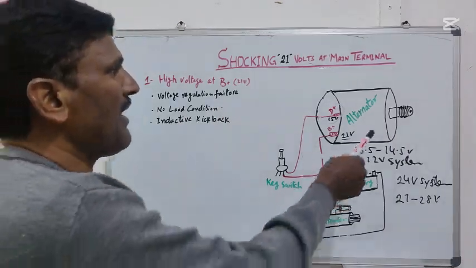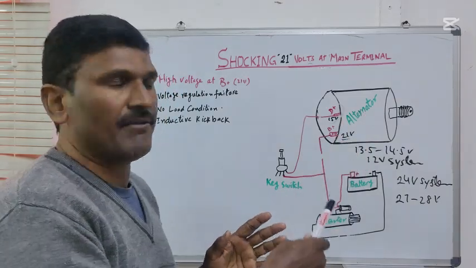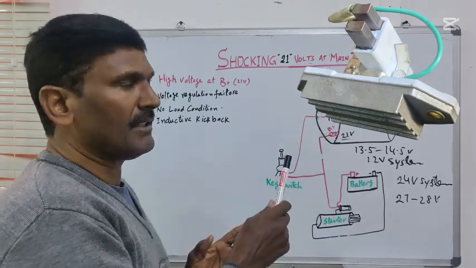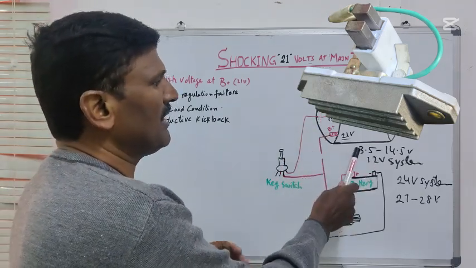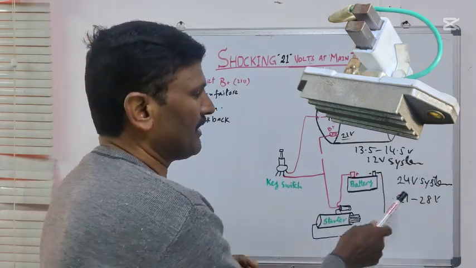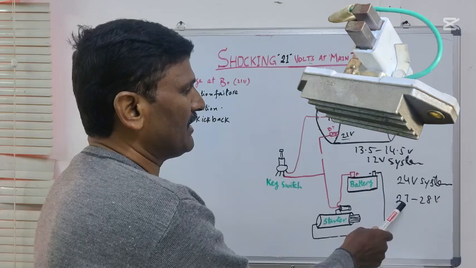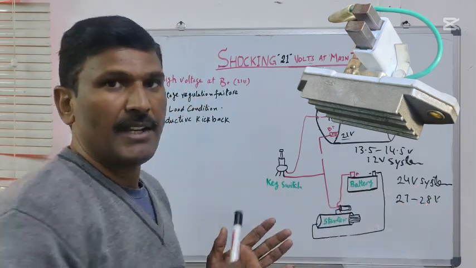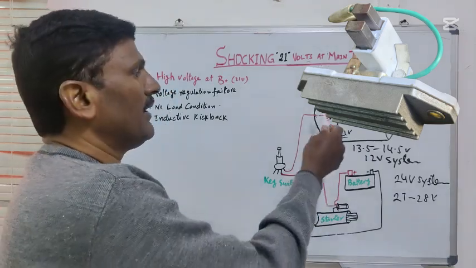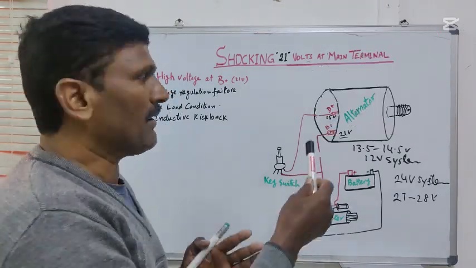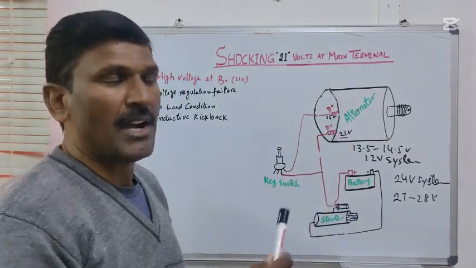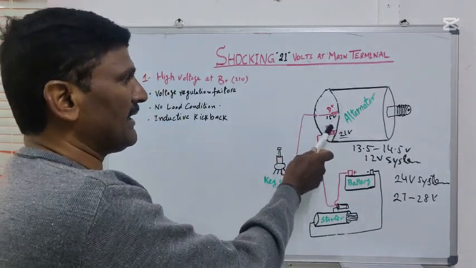As you know, every alternator is equipped with a voltage regulator, which maintains the voltage in a 12 volt system at 13.5 to 14.5 volts, and in a 24 volt system at 27 to 28 volts. So when this battery cable is cut, the regulator may fail to function correctly and produce excessive voltage, which I observed as 21 volts at this point.